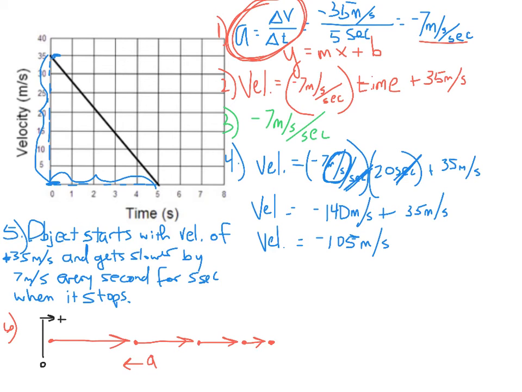Finally, 7, which I skipped on the last video. I apologize for that. Here's how this is going to work for this part. The XT graph.